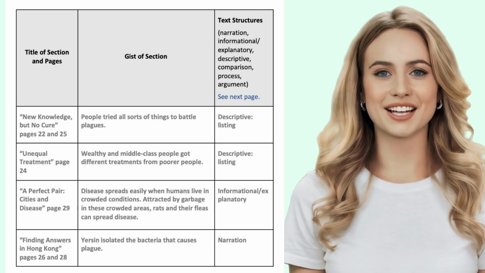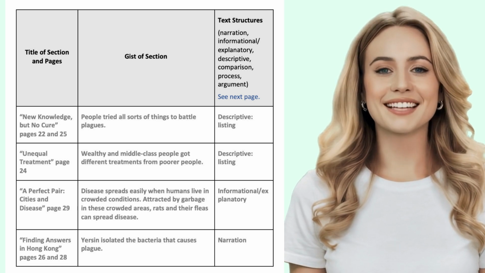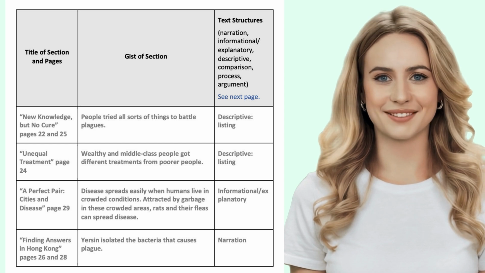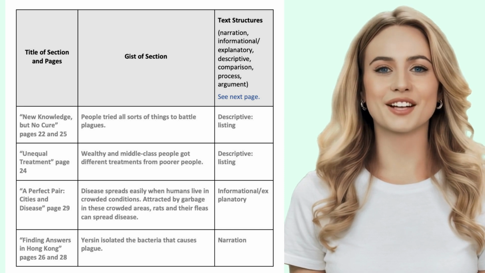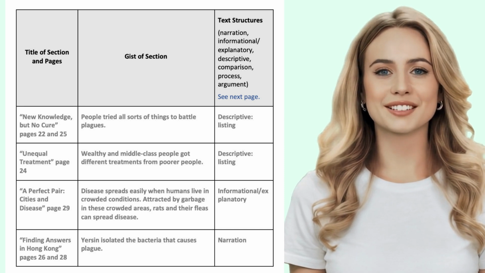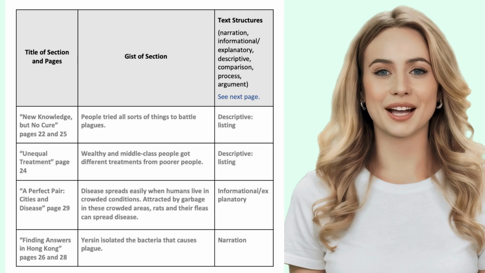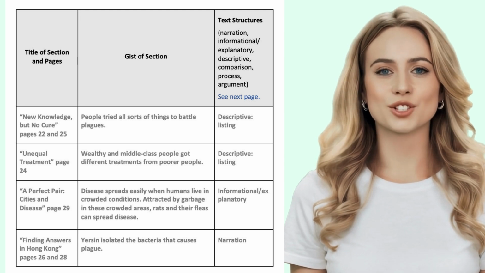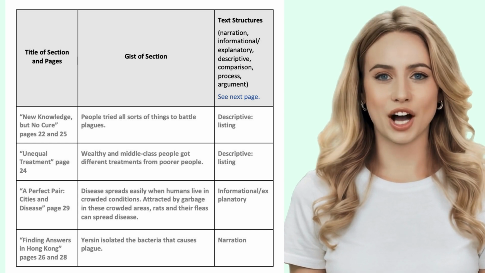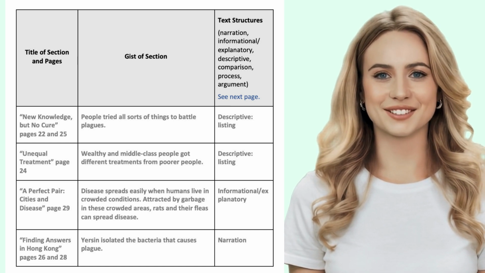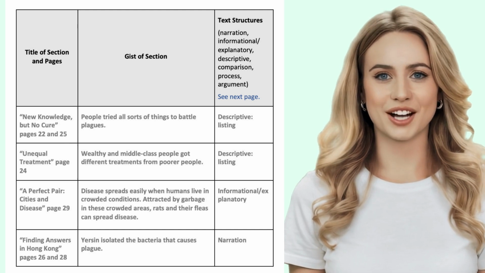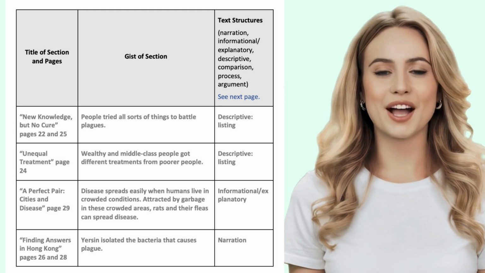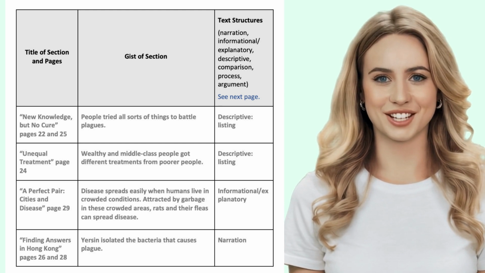Moving on to row 3. The title of this section and page numbers are a perfect pair, Cities and Disease on page 29. The gist of this section was disease spreads easily when humans live in crowded conditions. Garbage attracts rats and their fleas, which can spread disease. Why does that gist work? Well, the paragraph explains a chain. Crowding leads to garbage, which leads to rats/fleas, which leads to disease transmission. This text structure is informational/explanatory, with strong cause/effect logic.